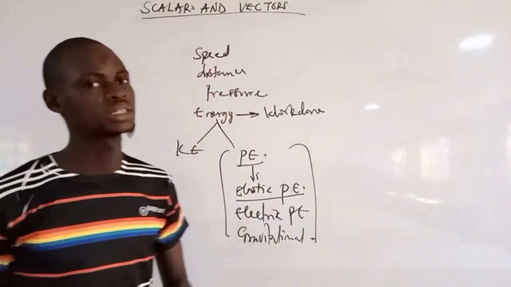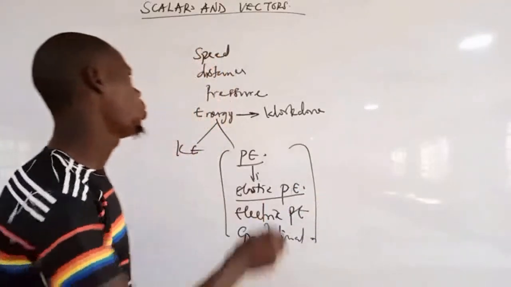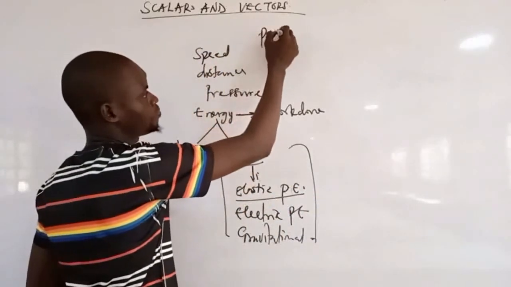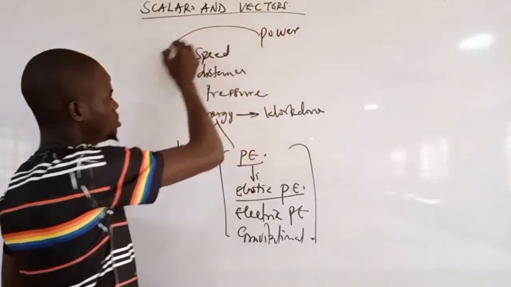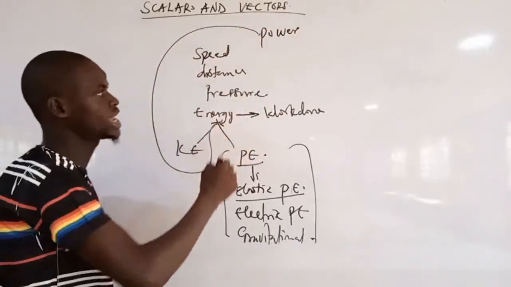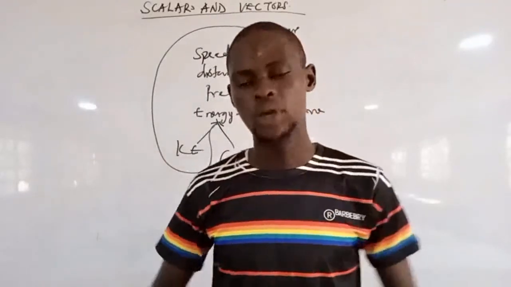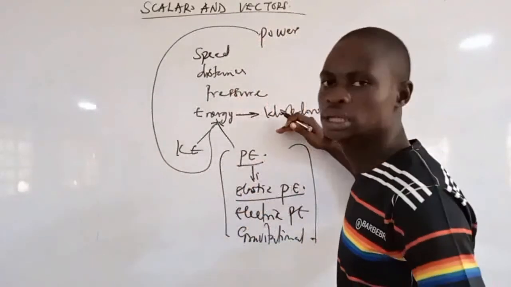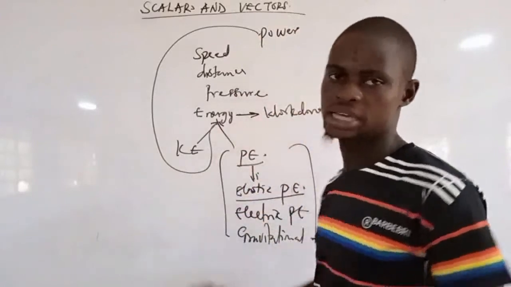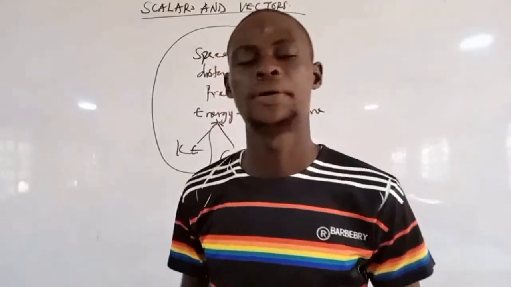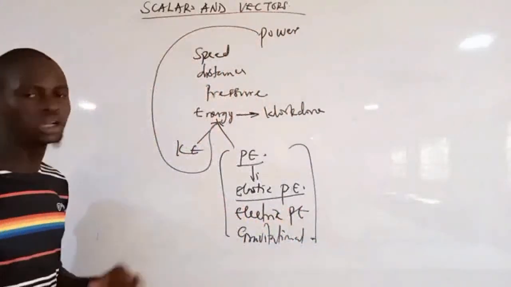Kinetic energy is also what? Scalar quantities. Now, we can also have power. Power can also be related to them. So I can classify power as also the family of energy, because power is the work done per time taken. Yes, that is our power. Now, that is for scalar quantities.